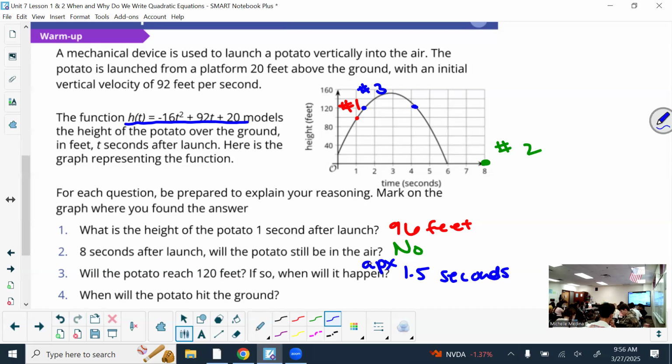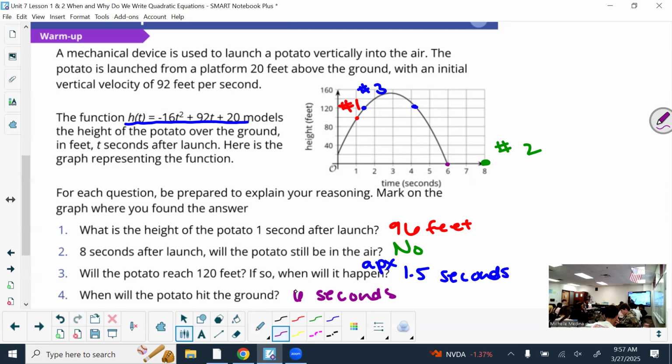And number 6, when will the potato hit the ground? At 6 seconds. It looks like it is touching it exactly there. It might be a little bit before it, but 6 seconds. And in this case, the other ones had numbers specific to where you need to look, and you can see the numbers labeled. This one just said, when will it hit the ground?